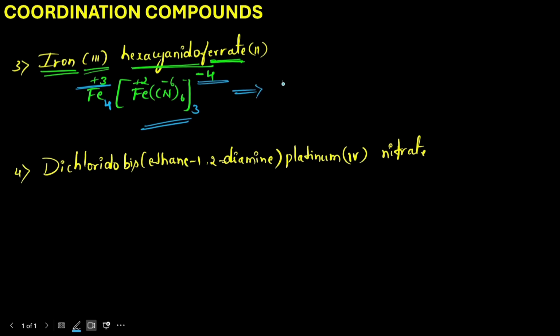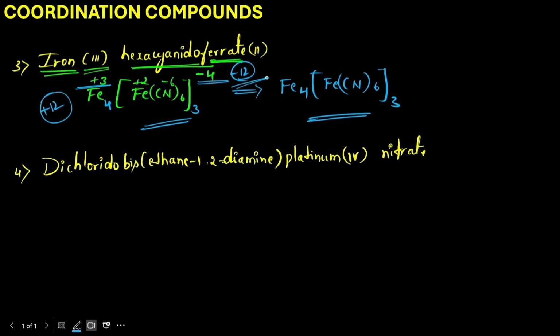If you write it again, it will be Fe4[Fe(CN)6]3. This will be the formula. +3 into 4 is +12, and -4 into 3 is -12. Therefore the charge on the cation is balanced with the charge on the anion.